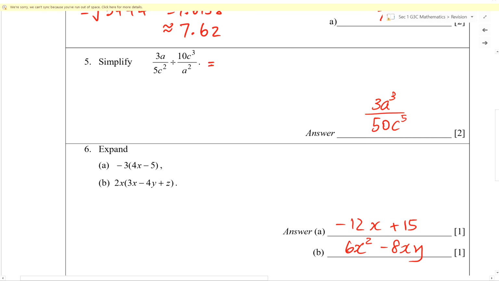So let's do that. Keep, change and flip. A squared over 10c cubed. Okay, so we have a fraction multiplied by a fraction. Fraction times fraction, you take the numerator times numerator, denominator times denominator, right? Please don't confuse this with your addition and subtraction, where you need the denominators to be the same. So since we're just multiplying, let's combine everything. Multiply.